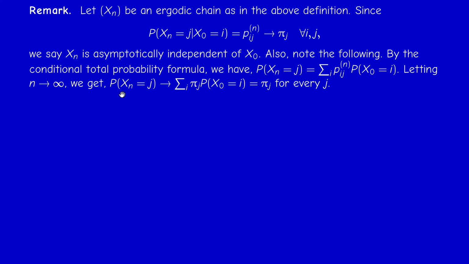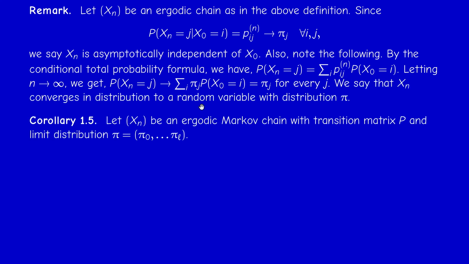So when n is large, it's easy to compute, or at least to approximate, the probability that X_n is in state j in the case of ergodic chains. What is the meaning of π_j? It tells me the proportion of times the system spends in state j. Since π is a probability vector, state 0 will be asymptotically visited a proportion π_0 of the time, and the frequency of visiting state 1 will be π_1, and so on. All these numbers are positive. So we say that X_n converges in distribution to a random variable with distribution π. It's a kind of constant distribution when n is large.